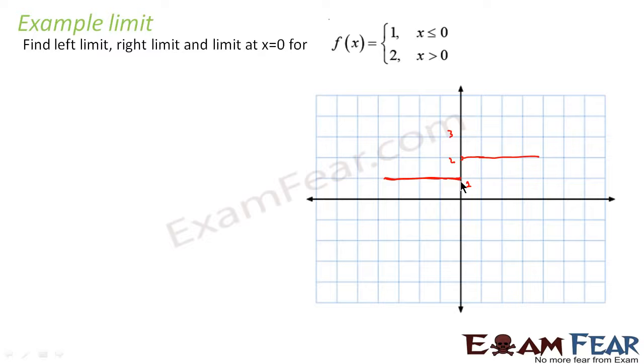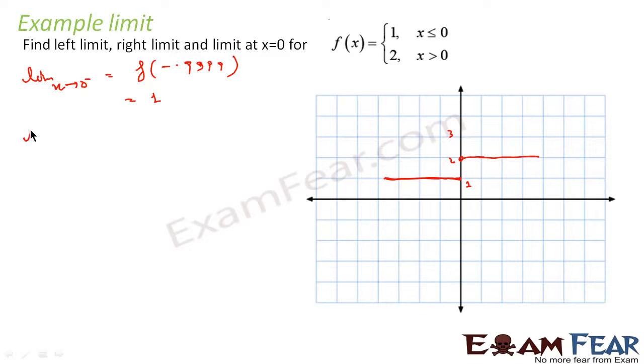Correct? So if you see, at x equal to 0 the value is 1. At x equal to 0.001, the value is 2. Now let's find the left limit. So limit as x tends to 0 minus, we are approaching this function from the negative direction, the left direction. Anything less than 0 is 1, that is, anything less than 0 we can say is minus 0.9999. Correct? This is a value less than 0, and this value is 1.